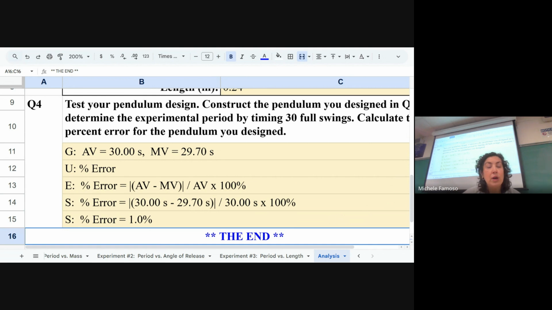All right. Once you have that percent error calculated and entered, make sure you hit enter to get out of that cell so the Google Sheet will save your work. And then you can submit the lab and the lab is done.